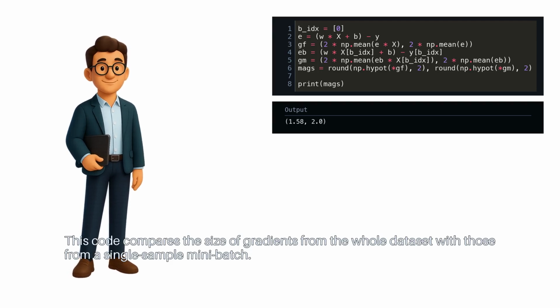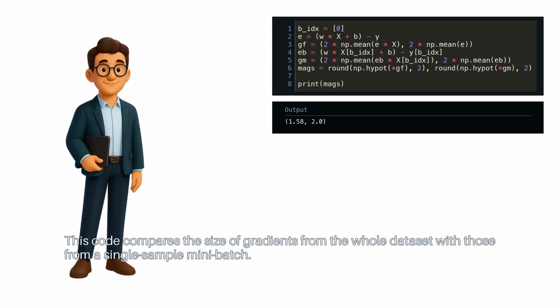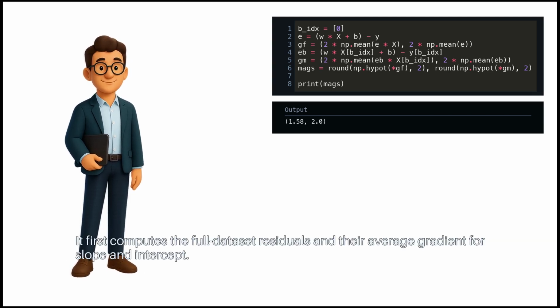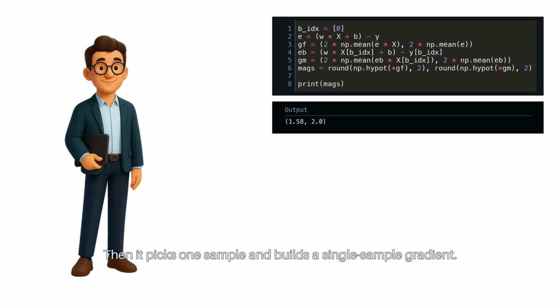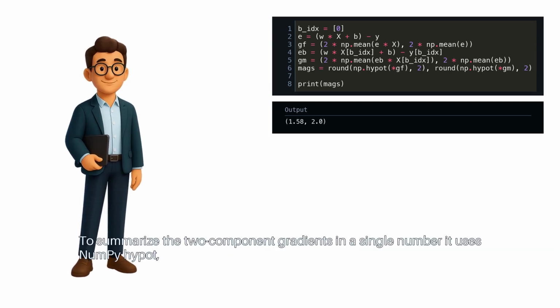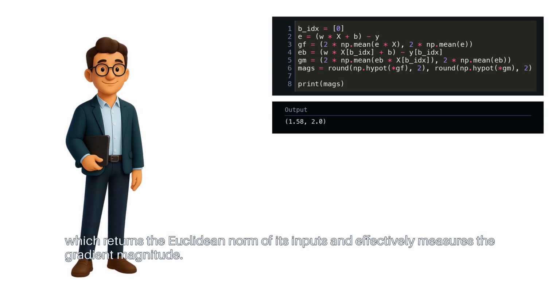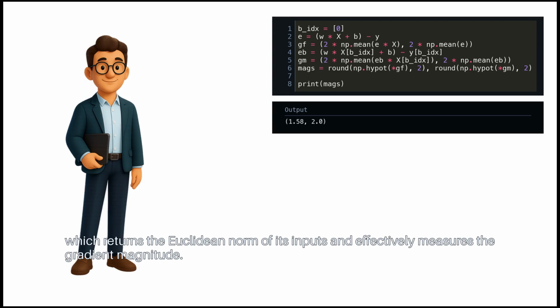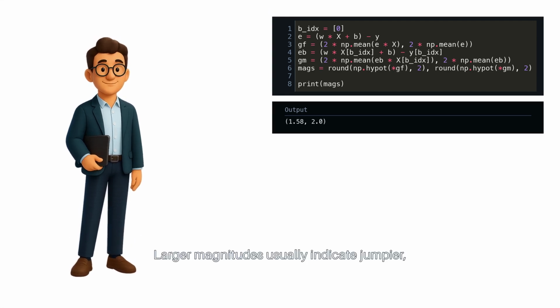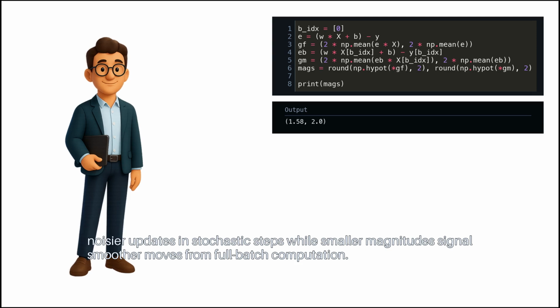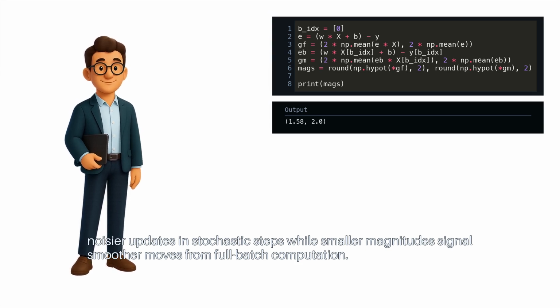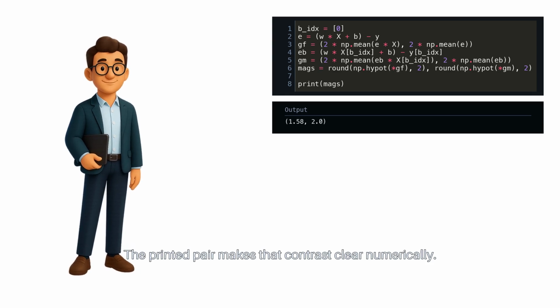Now we'll compare gradient sizes between full batch and a single sample mini batch. This code compares the size of gradients from the whole dataset with those from a single sample mini batch. It first computes the full dataset residuals and their average gradient for slope and intercept. Then it picks one sample and builds a single sample gradient. To summarize the 2-component gradients in a single number, it uses NumPy hypot, which returns the Euclidean norm of its inputs and effectively measures the gradient magnitude. Larger magnitudes usually indicate jumpier, noisier updates in stochastic steps, while smaller magnitudes signal smoother moves from full batch computation. The printed pair makes that contrast clear numerically.